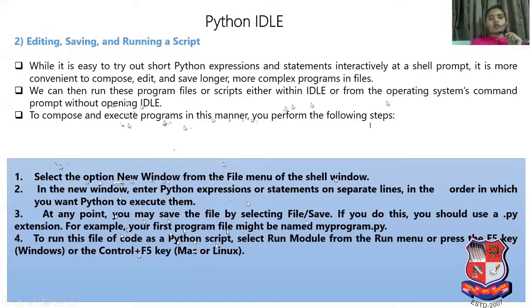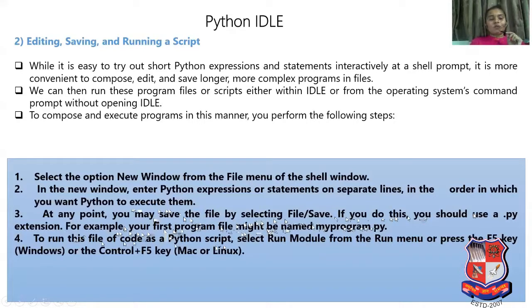Select the option New Window from the File menu of the shell window. In the new window, enter Python expressions or statements on separate lines in the order in which you want Python to execute them. At any point, you may save the file by selecting File, Save. If you do this, you should use .py. A Python file has the extension .py. For example, your first program file might be named myprogram.py.